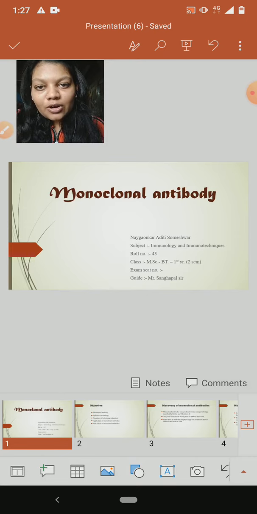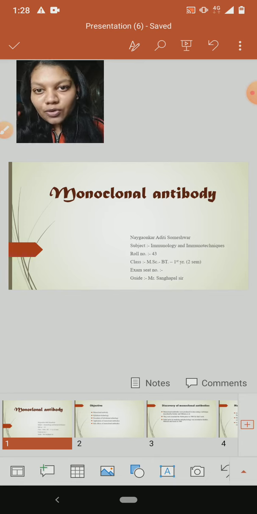Today I am going to talk to you about my presentation. My presentation topic is monoclonal antibody. Firstly, we should know the antibody. Antibody is also known as immunoglobulin, Ig, a large Y-shaped protein used by the immune system to identify and neutralize foreign objects such as pathogenic bacteria and viruses. The antibody recognizes a unique molecule of the pathogen, which is called an antigen.